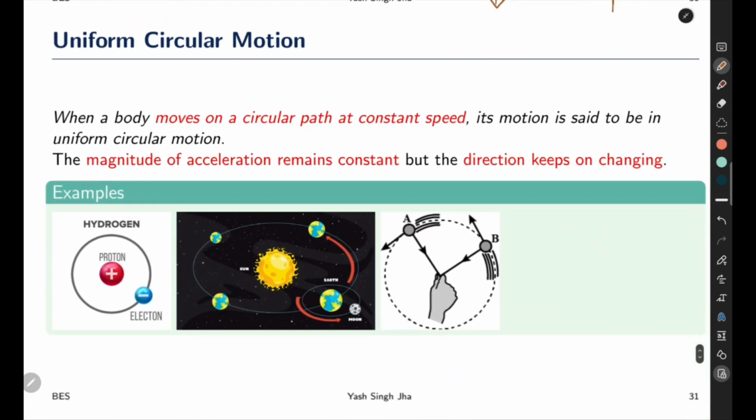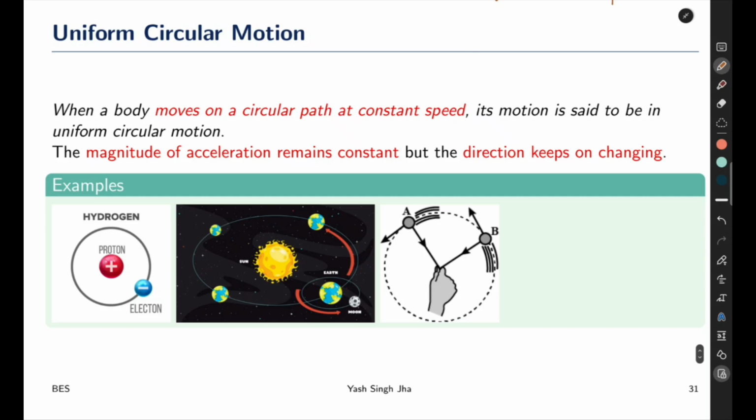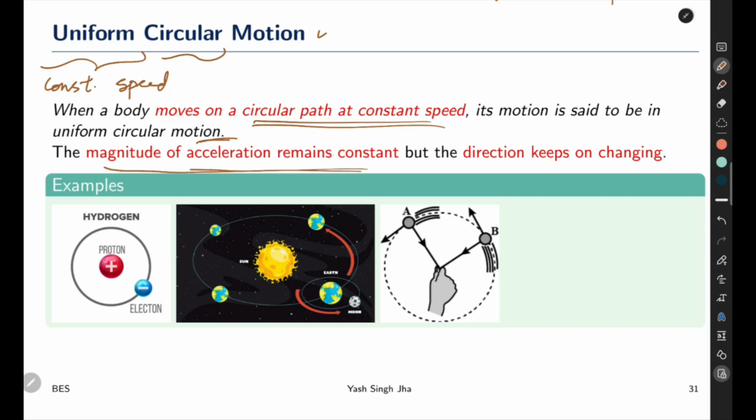Moving on. Uniform circular motion. When a body moves on a circular path at a constant speed, its motion is said to be uniform circular motion. The name itself suggests it. Uniform means constant speed, circular means circular, and motion means something is moving. The magnitude of acceleration remains constant because speed is not changing, but the direction keeps on changing.